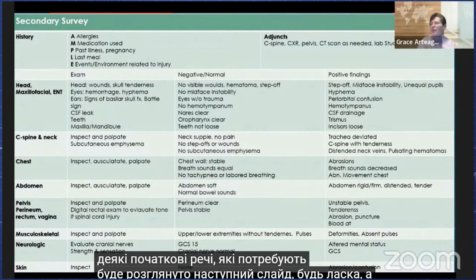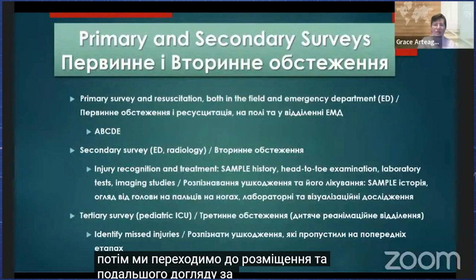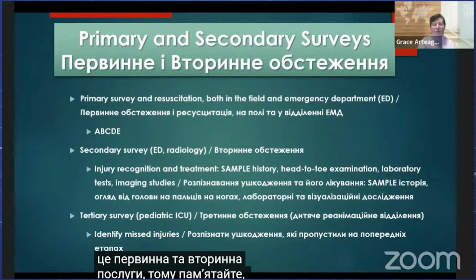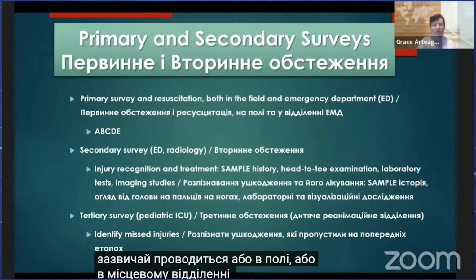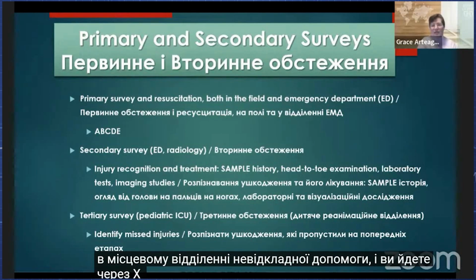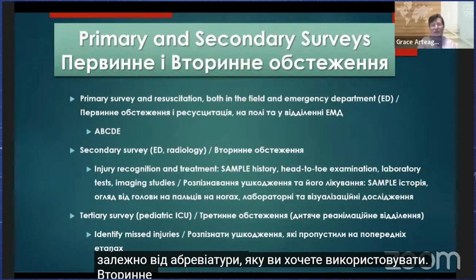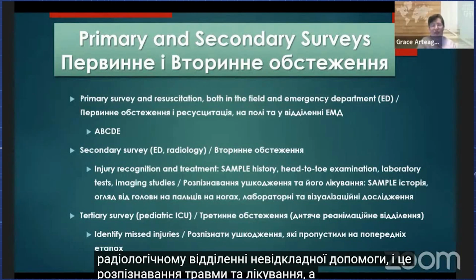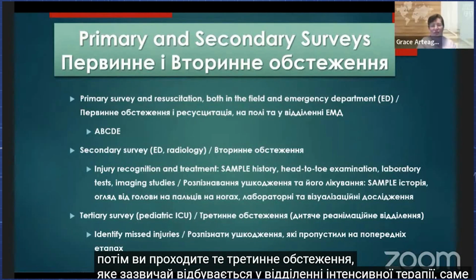Next slide, please. And then we move into the disposition and the continued care for our patients. That's the primary and the secondary surveys. So remember, the primary survey is usually done either in the field or in the local emergency room, and you go through the X, A, B, C, D, E, or the MARCH, whichever acronym you want to use. The secondary survey usually occurs in the emergency room or radiology, and that's the injury recognition and treatment. And then you go through the tertiary survey that normally occurs in an ICU setting.